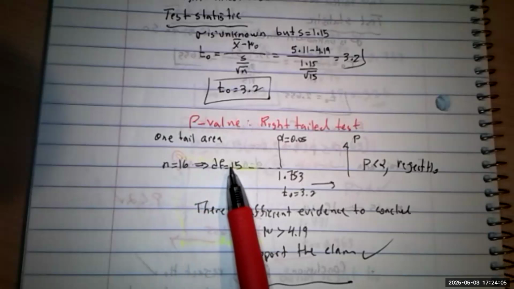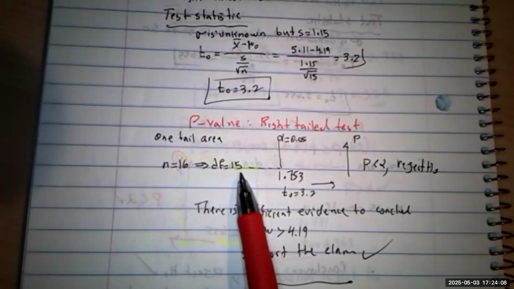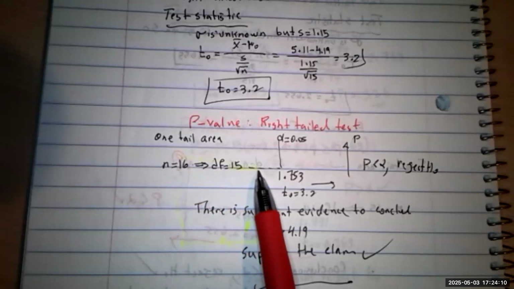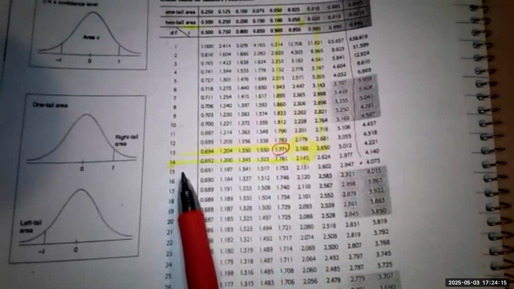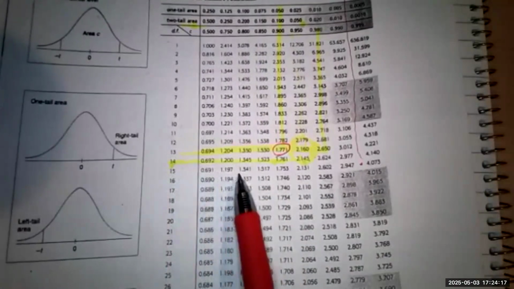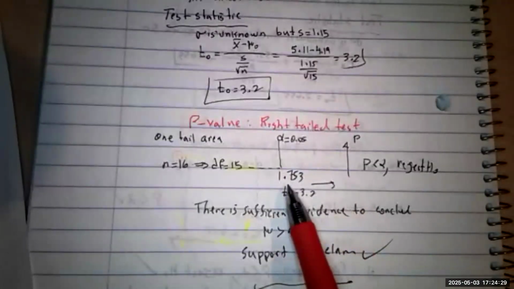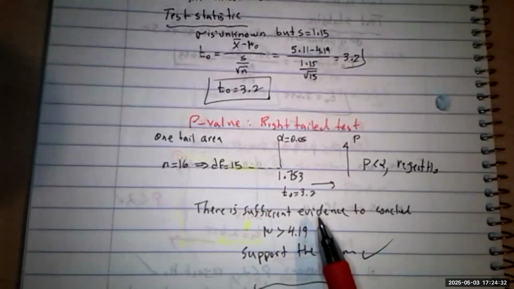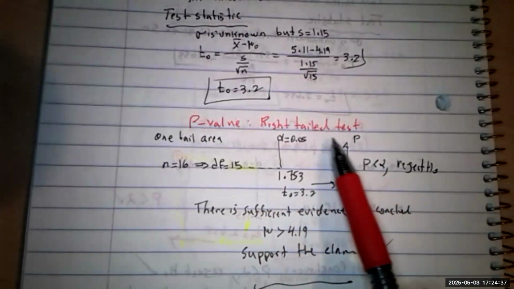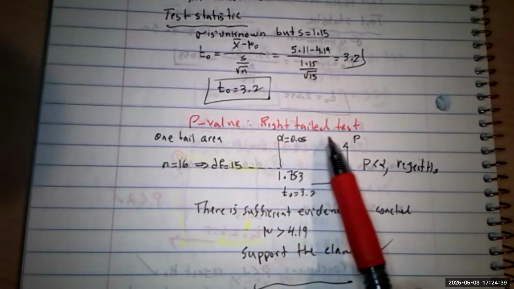N is 16, df of 15. You go to the table, df of the 15, and the 5% on the top. You identify this number, and that gives 1.753. But your number is 3.2, so you have to go to the right. Your p-value is going to be to the right of the alpha.